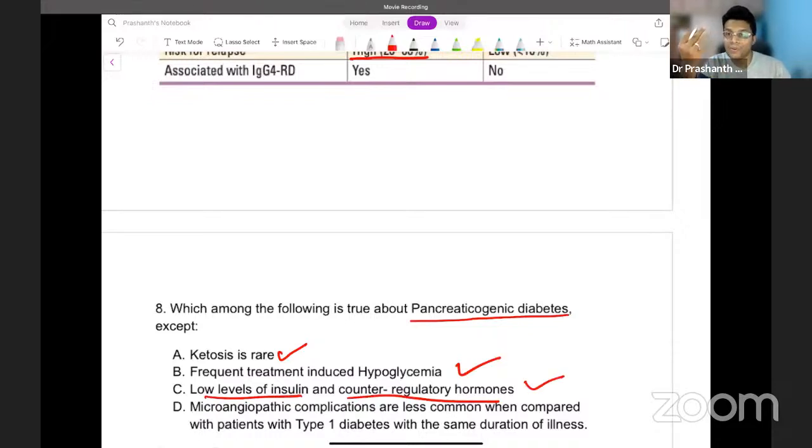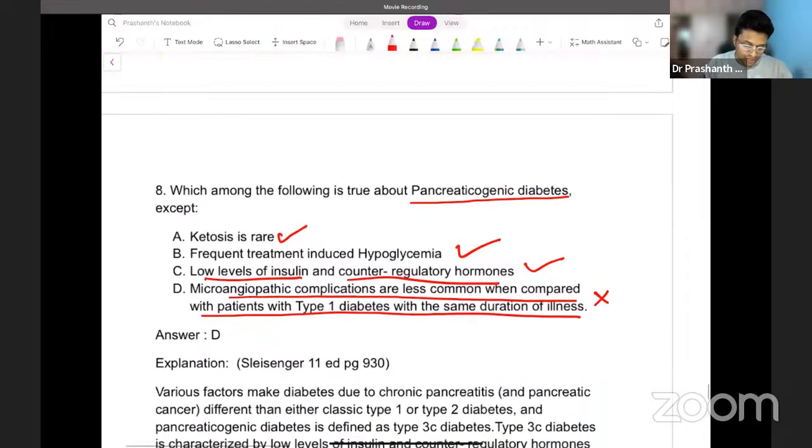When the pancreas is degenerated or atrophied, both alpha, beta, whatever type of cells should unanimously come down, and that happens. Now, microangiopathic complications are less common when compared with patients with type 1 diabetes with the same duration of illness. Remember, hyperglycemia in any form for any fixed amount of time is going to similarly cause all the problems irrespective of the etiology. So this is wrong. Okay. So the best answer would be to go ahead with D. Okay, so D is the answer.